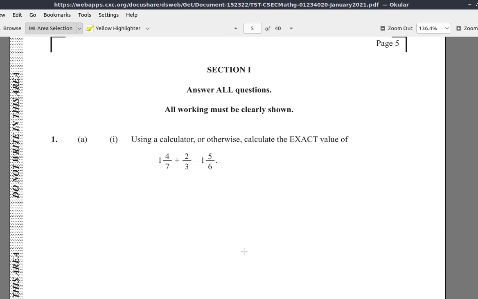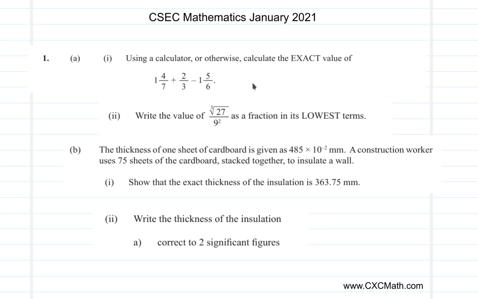Now, question 1 starts by saying, using a calculator or otherwise, calculate the exact value of 1 4/7 plus 2/3 minus 1 5/6. I already copied some parts of question 1 and put it right over here. Alright, so let's see what's going on.